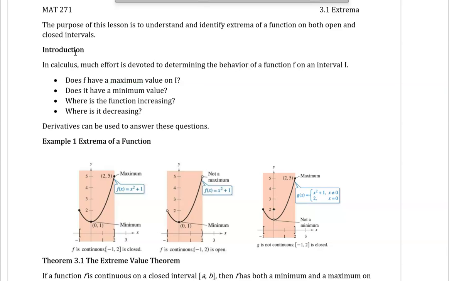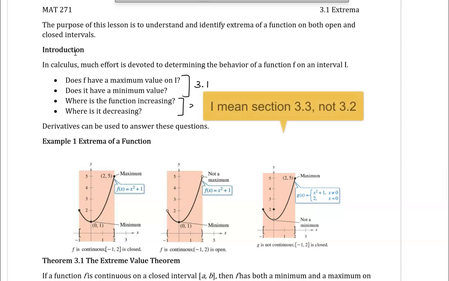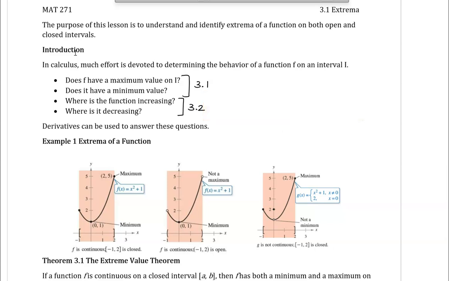on that interval? These questions will be answered in section 3.1 of us finding maximums and minimums, finding extrema. Also, we may be interested in where the function is increasing or where it is decreasing. We will learn how to use calculus. More specifically, we will learn how to use derivatives to be able to answer all four of those questions over this lesson and the next one.